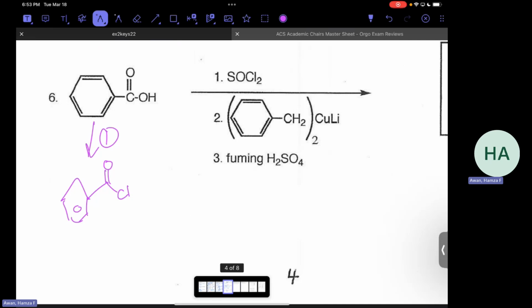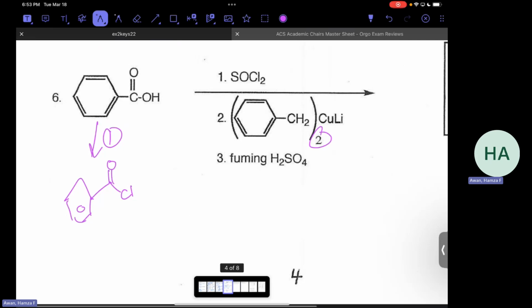This benzyl group, (C6H5CH2)2CuLi. And remember, this doesn't just add 2. Just because it has 2 of them doesn't mean it's going to add 2. So this is only going to add 1 onto the chlorine area. So our second step is going to be our ketone plus our CH2 benzene group, right?